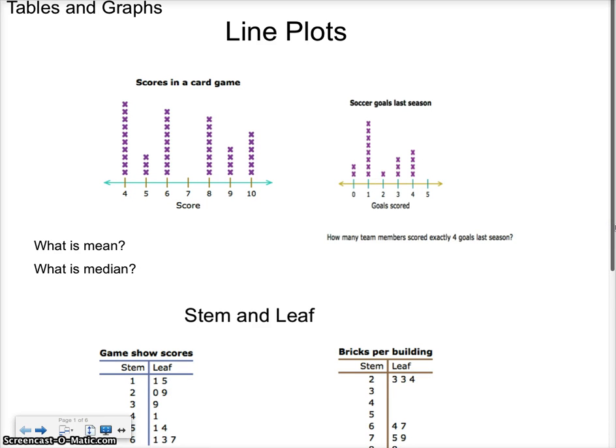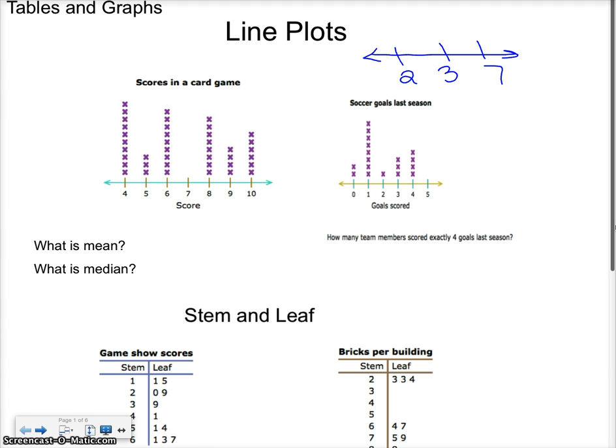Let's talk about different types of graphs for analyzing data. The different graphs are line plots, stem and leaf plots, and histograms, which are ways to analyze data. Line plots always look like a horizontal line that represents numbers. So we could have people that have 2 siblings, 3 siblings, 7 siblings, etc. You could go from 2 to 7, in sequential order.